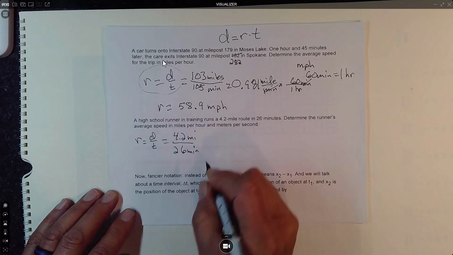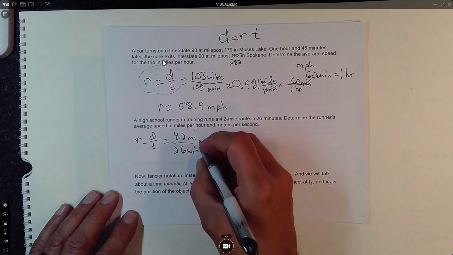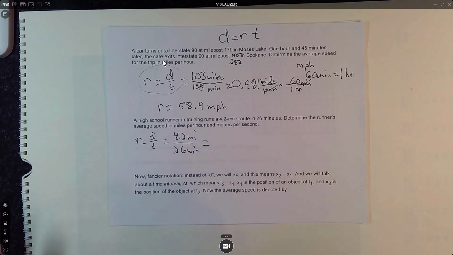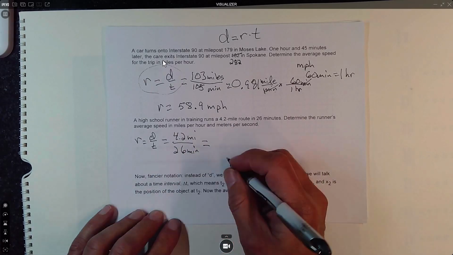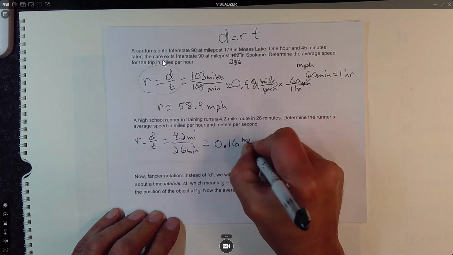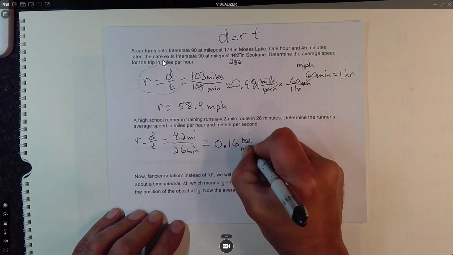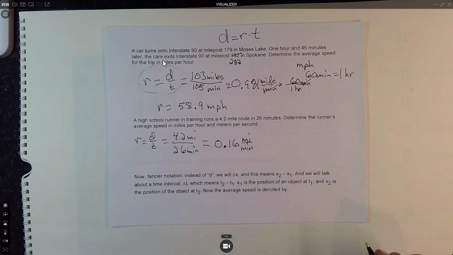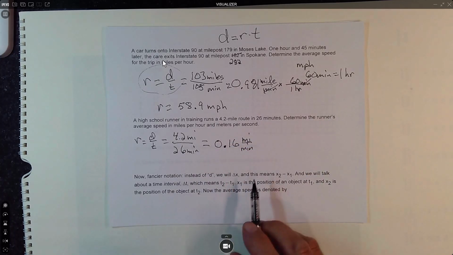I've only got two significant figures with each of these numbers, so that's all I'm going to keep. It looks like 0.16 miles per minute. Okay, so that's that part of it.